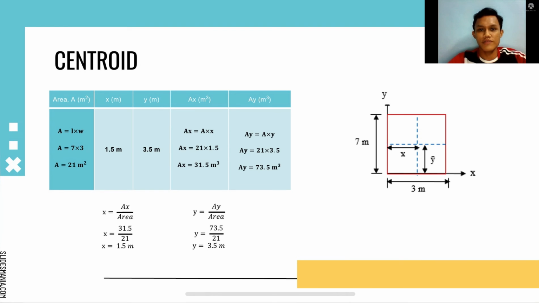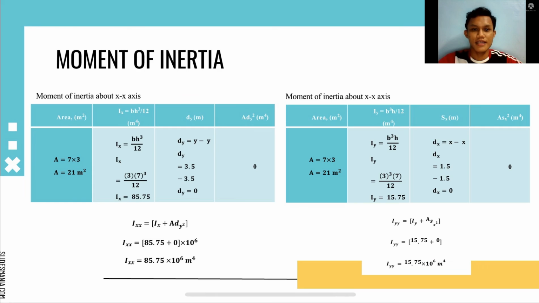Okay, now we are going to find the centroid for X and Y. So centroid X we get 1.5 meter, while centroid Y we get 3.5 meter. Okay, next we need to find the moment of inertia. So the first step we need to calculate the area, then we need to find the Ix.